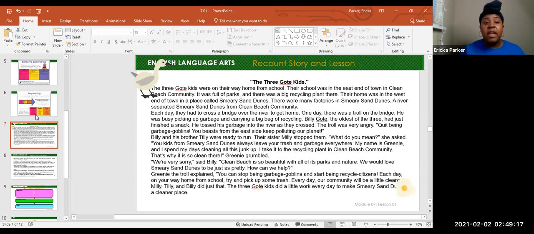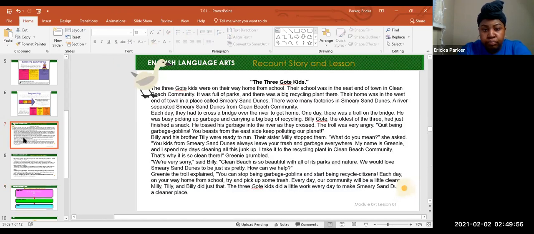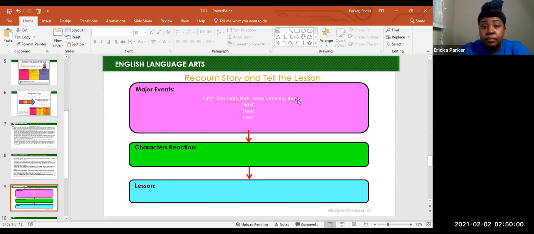Okay, so now what happened first? They told us who the characters are, which are the three Goatee kids. They told us where the story was taking place, and it's Smeary Sand Dunes. And they're telling us about what happened first. Okay, let's go back. First, the Goatee kids were crossing. Was it a river or a bridge? They were crossing the bridge.